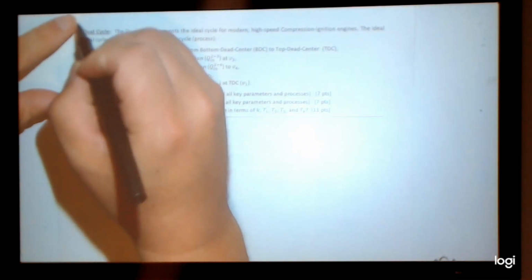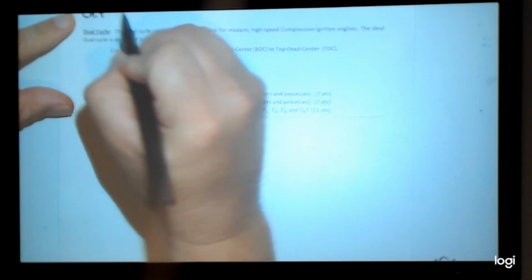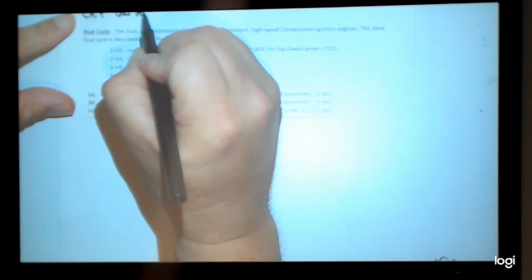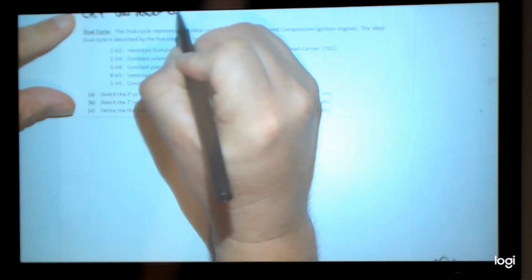So now let's go to the dual cycle. So now let's do the dual cycle, and this will finish up chapter 9. So the dual cycle, chapter 9, gas power cycles.